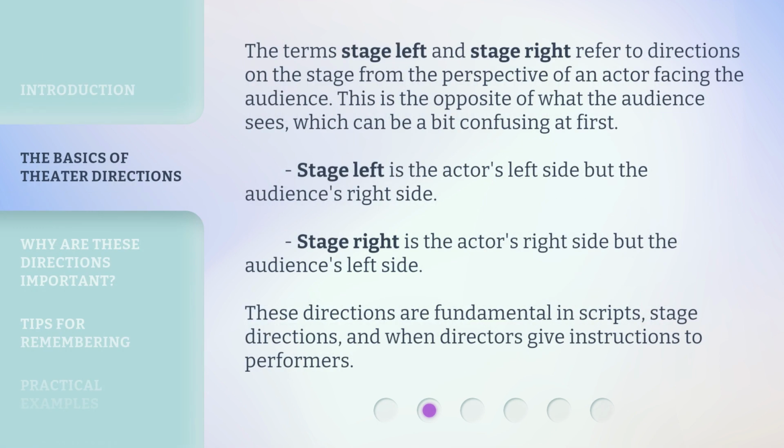The terms stage left and stage right refer to directions on the stage from the perspective of an actor facing the audience. This is the opposite of what the audience sees, which can be a bit confusing at first. Stage left is the actor's left side but the audience's right side. Stage right is the actor's right side but the audience's left side. These directions are fundamental in scripts, stage directions, and when directors give instructions to performers.